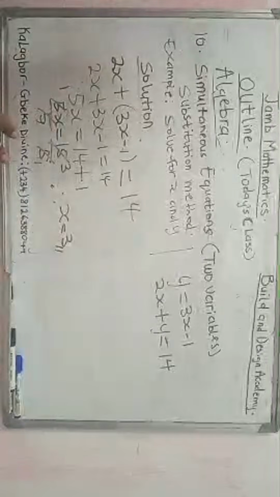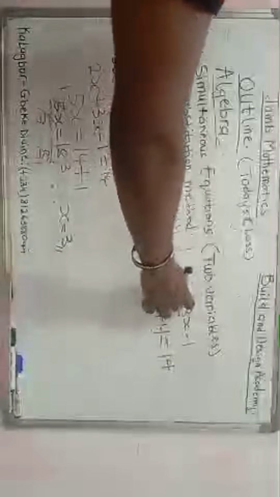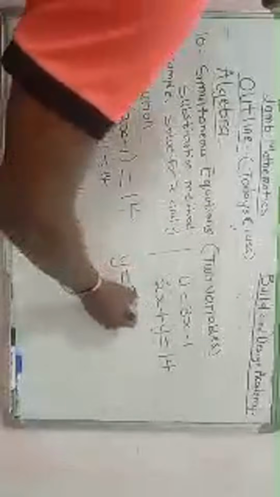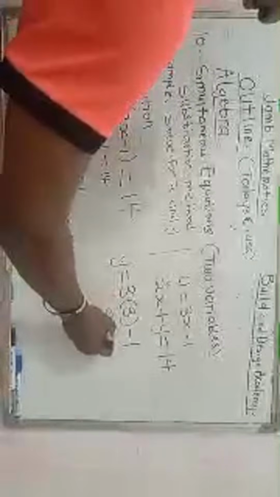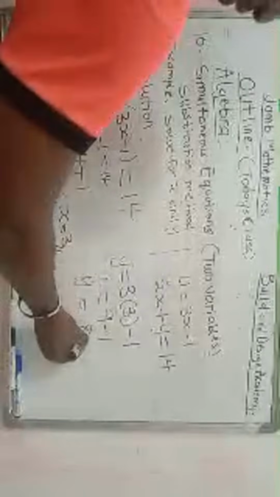Now, the second step is to take the value of x and put it back into the equation to get y. And we have y as 3x minus 1. So our new y will be y equals 3x, x is 3, so it's 3 times 3 minus 1. 3 times 3 is 9. 9 minus 1 is 8. So we have that y is equal to 8 and x is equal to 3.